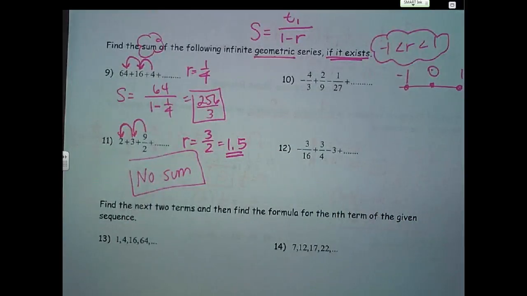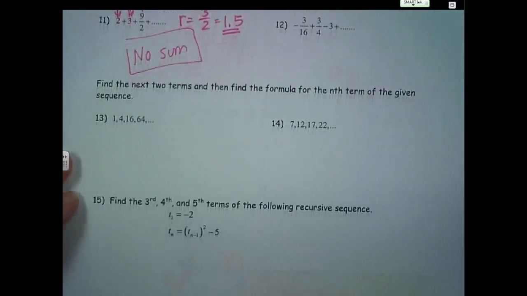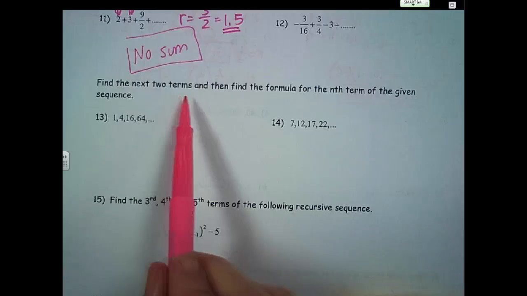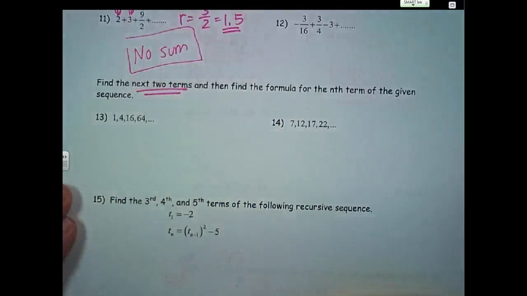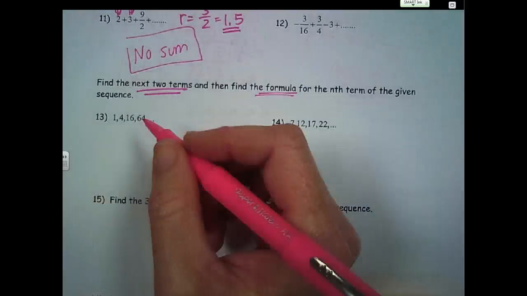All right? Now then, let's move to number 13. Find the next two terms, that's the first step, and then find the formula or the rule. Well, the next two terms is easy. You just got to find the pattern. Right? What are you doing here?